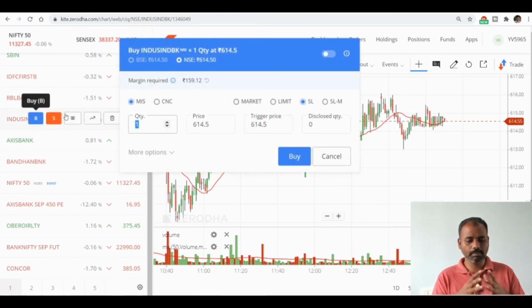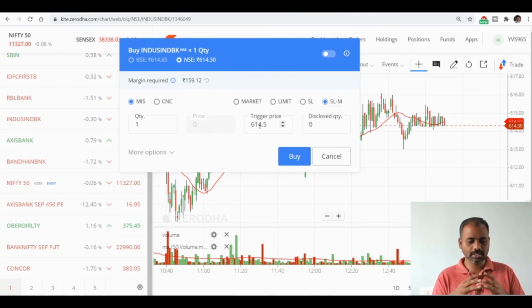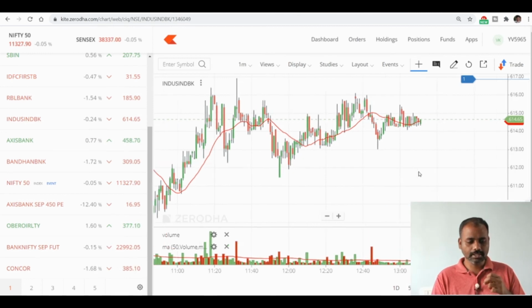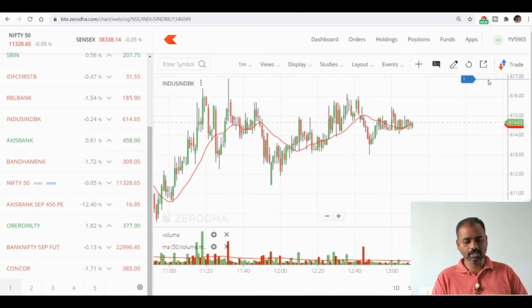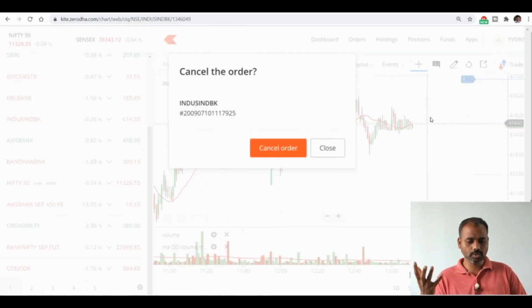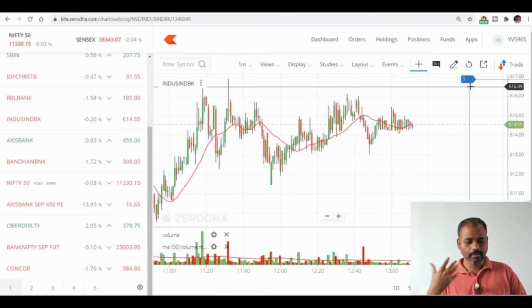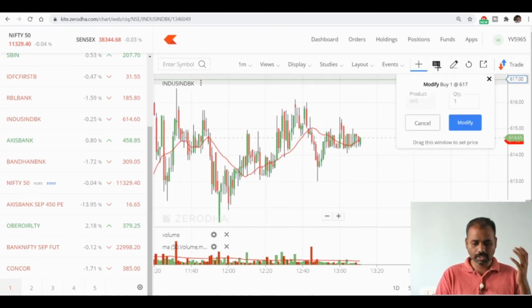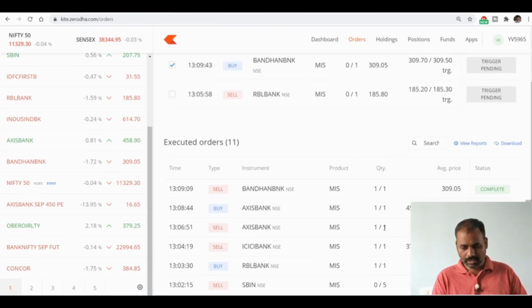In this case, I will choose SLM first. This is similar to that concept. With MIS, if I choose it, you need to keep the trigger price at 617. What happens is my order will stay pending, it will not be executed. When the price reaches 617, my one quantity of IndusInd Bank will get executed. If you simply place a limit order, it will place your order at 615, or let us say, see, now I placed an SL buy. Now my order is pending. You can see my order is actually pending.